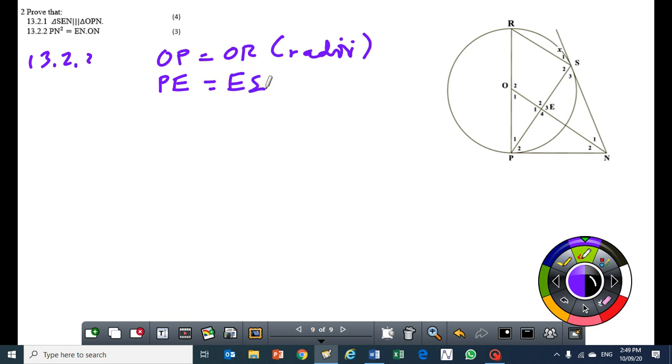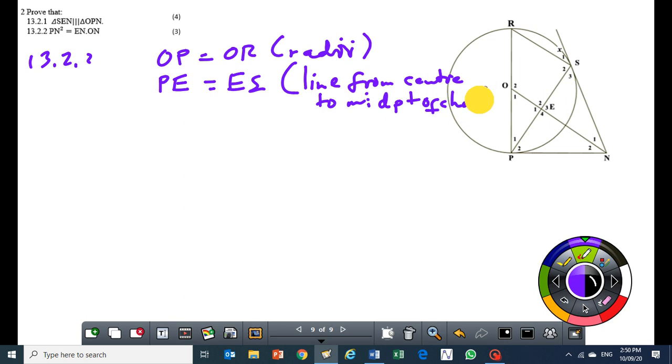And the reason for this: if you proved that triangles are congruent, you can put here congruent triangles, or you can just write line from center to midpoint of chord.